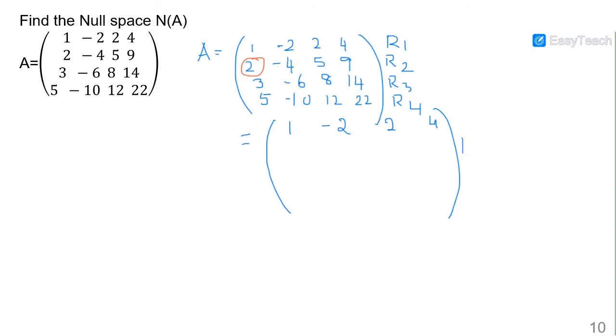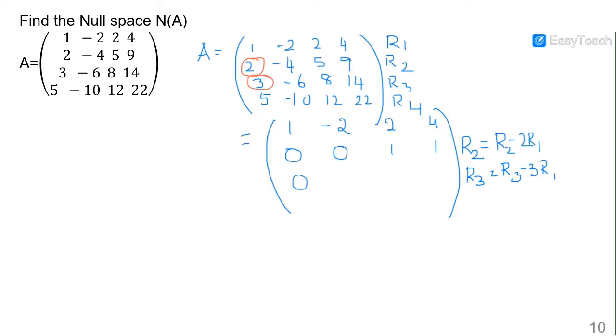So I can do that by R2 is equal to R2 minus 2 times R1. So this becomes 0. This also is 0. This is 1. This is 1. Similarly, R3 is equal to R3 minus 3R1. Our intention is to make this element 0.